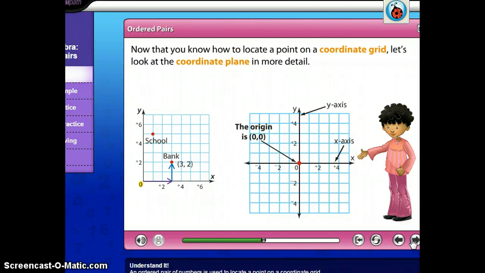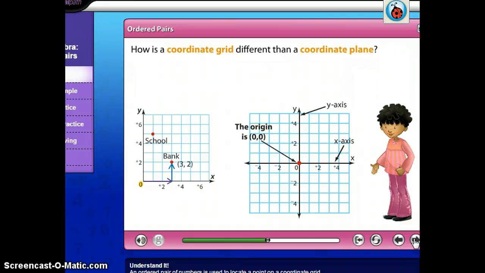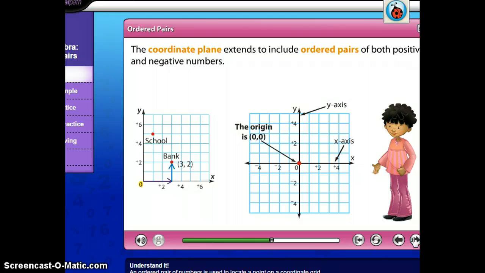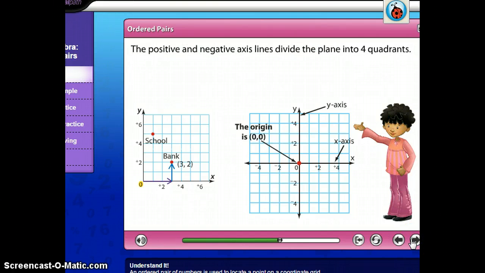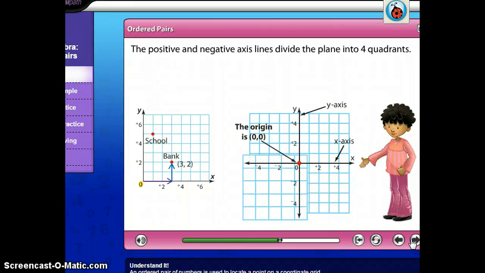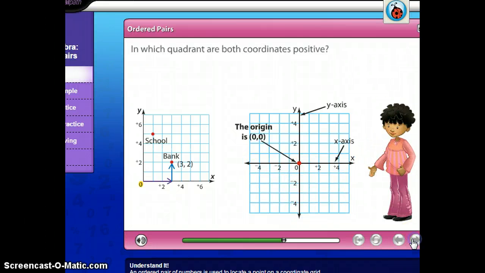Now that you know how to locate a point on a coordinate grid, let's look at the coordinate plane in more detail. How is a coordinate grid different than a coordinate plane? The coordinate plane extends to include ordered pairs of both positive and negative numbers. It contains a horizontal x-axis and a vertical y-axis. The positive and negative axis lines divide the plane into 4 quadrants.